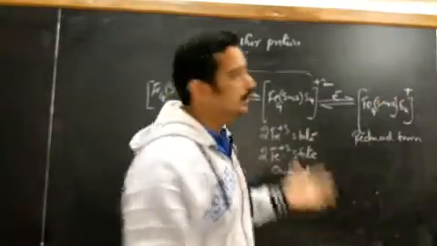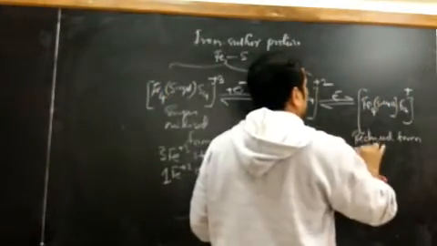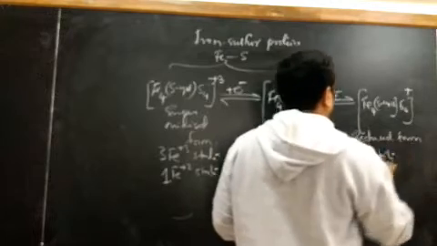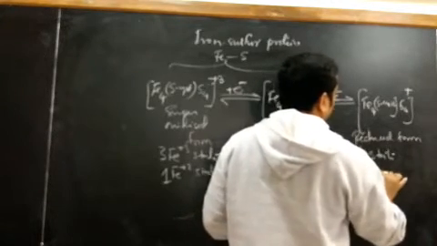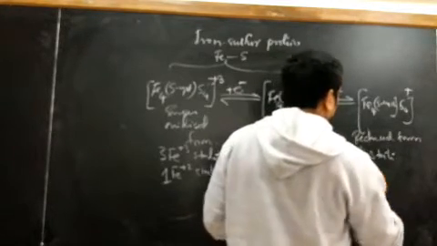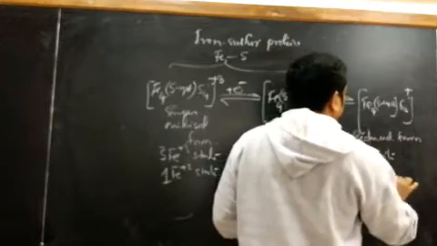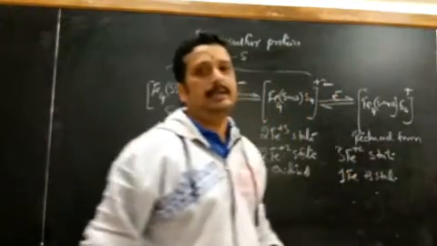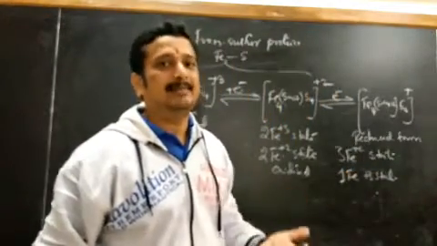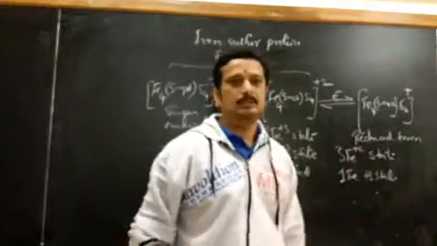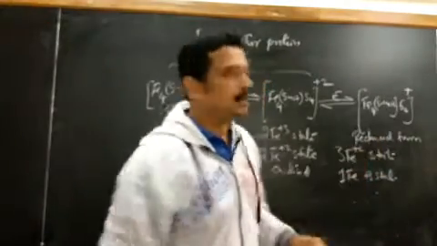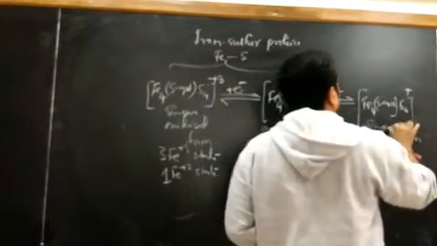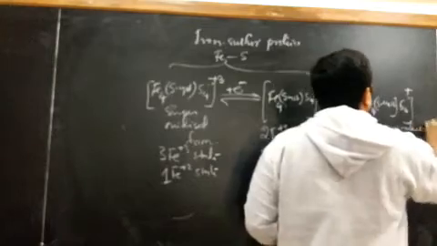What will happen now? 3 Fe is in plus 2 state, and 1 Fe is in plus 3 state. So the majority, 3 atoms of iron, is in the reduced form. That's why we call it a super reduced form.